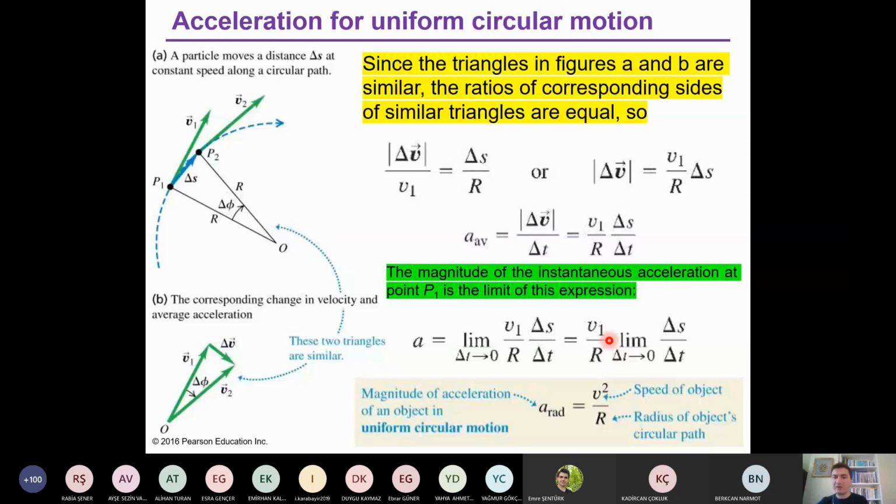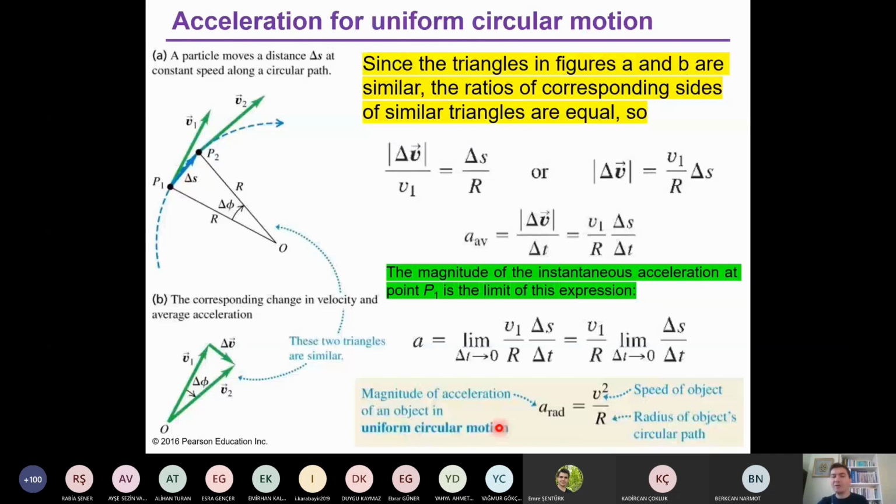So what is V? What is V1? We are talking about uniform circular motion, and velocity does not change. It is constant. So I can write that V squared. V is the speed of the object. It never changes in a uniform circular motion. So here I have R. So finally, this instantaneous acceleration can be written by V squared over R. This is the magnitude of acceleration.